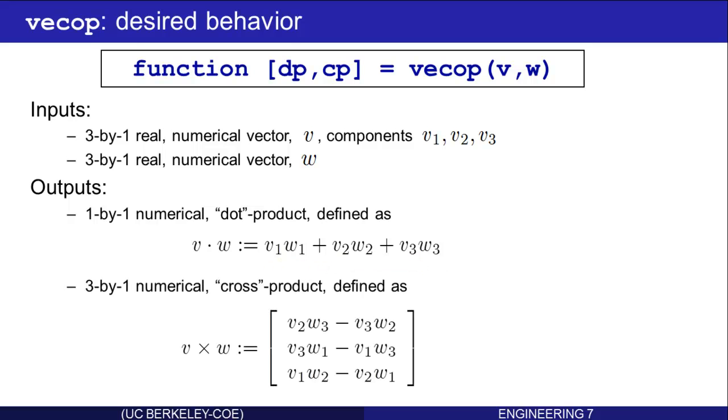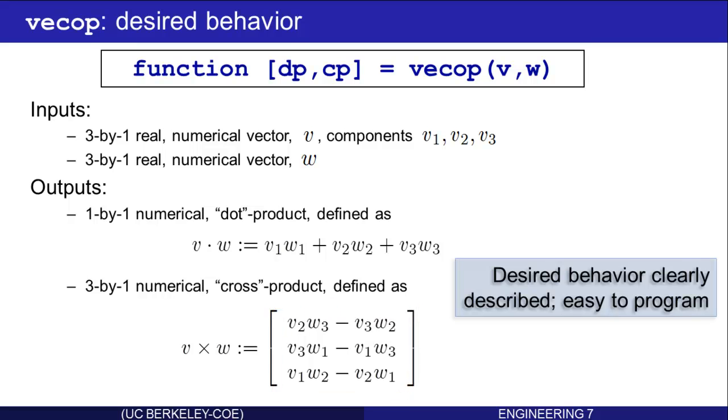And the second output should be the 3x1 cross product of v and w, v cross w, which is defined in terms of the components this way. Now that the desired behavior is clearly described, it's very easy to program this VECOP function. Let's do it.